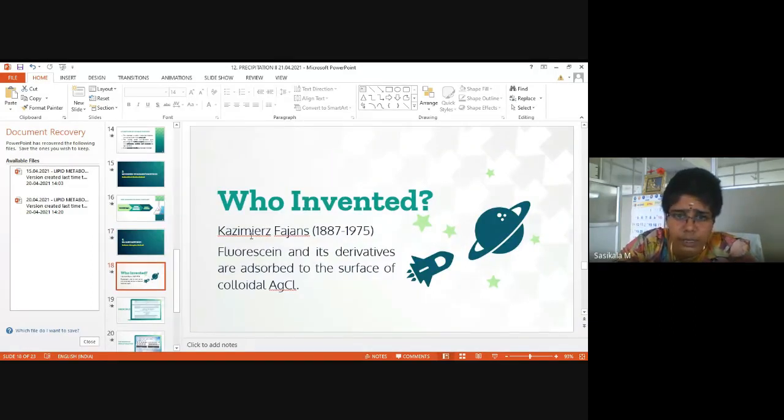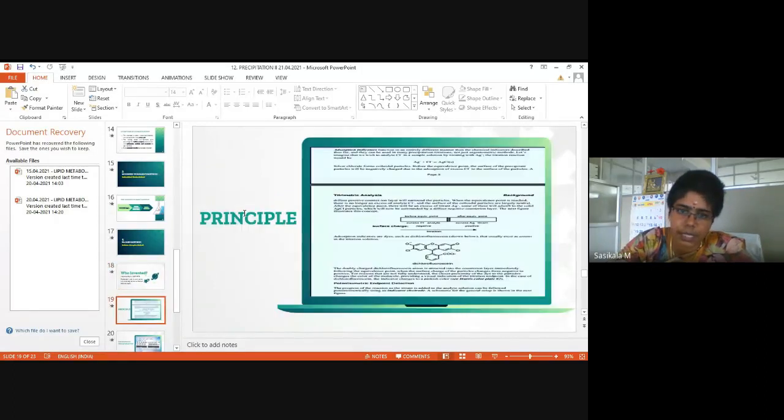And who invented Fajans' method? Kazimierz Fajans. He found that fluorescein and its derivatives are adsorbed to the surface of colloidal silver chloride, that is, the precipitate of silver chloride. Based on his concept, the titration method was developed. This is taken from a textbook: silver reacts with chloride to form silver chloride. It is not very clear, but it has important points, described again in the coming slides.